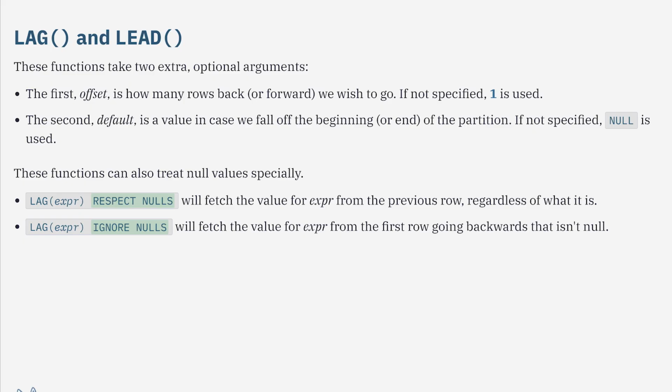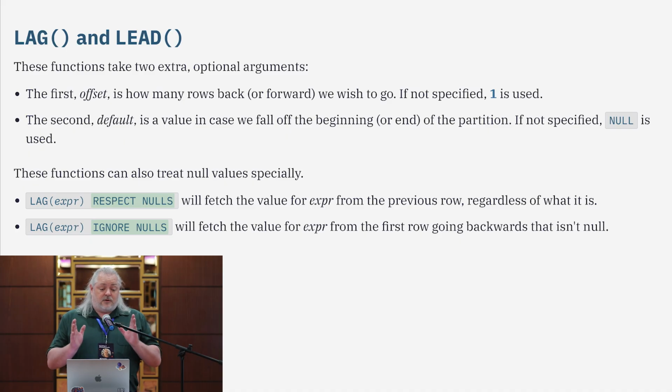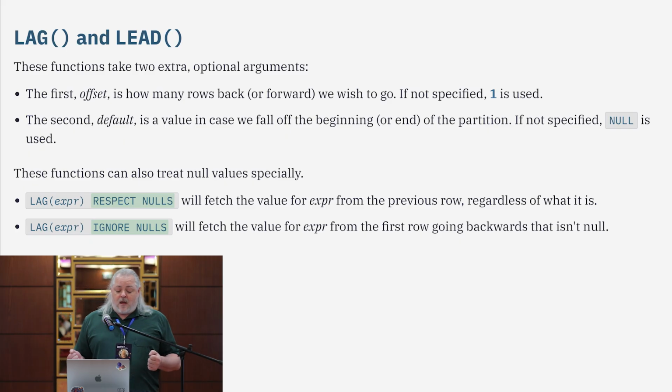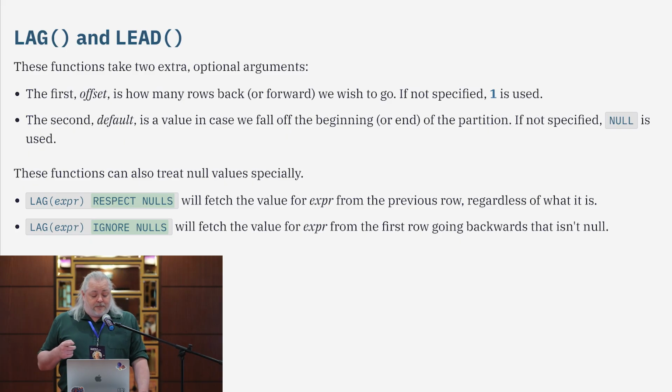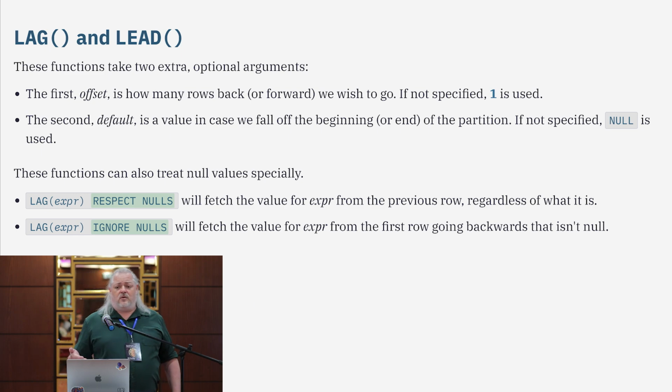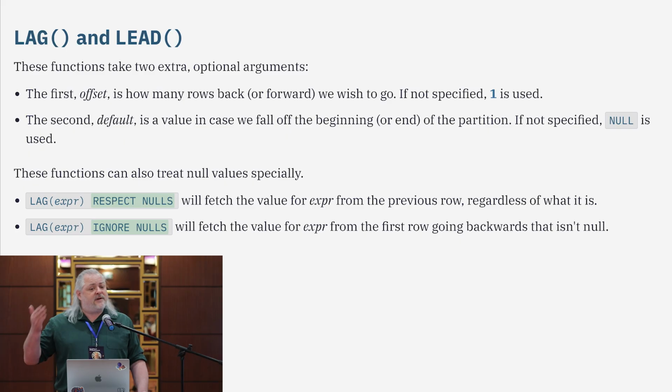So these two functions both take multiple parameters. The first argument is the value, the column reference, or any expression of the previous row that you want for lag, and of the next row for lead. The second extra argument is offset. If you don't add it, the default is 1, so it just goes back one row. But if you want to see what the last name was of the person 3 rows behind or before in the result set, then you would do lag last name, comma 3.